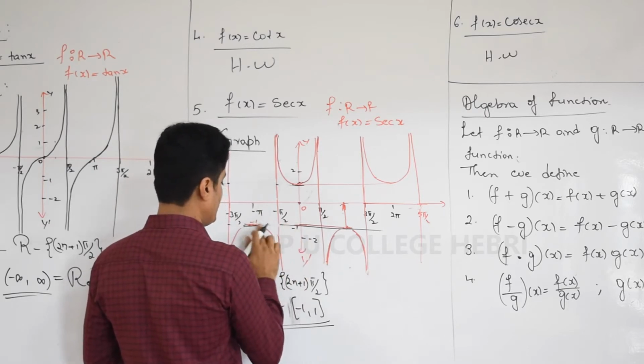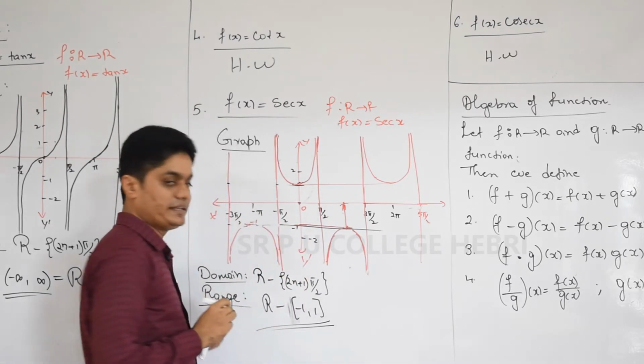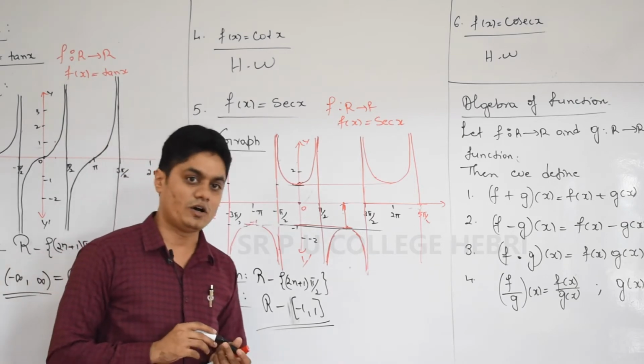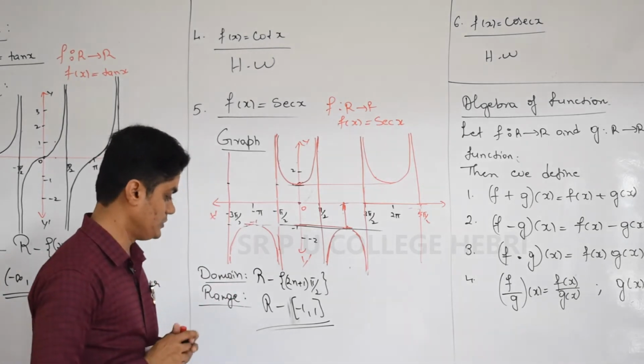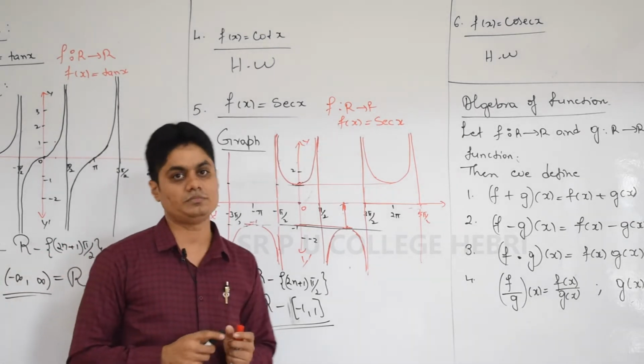So remember, it will not take any values between minus 1 to 1, and all other remaining real numbers are allowed. So it is R minus (minus 1 to plus 1).